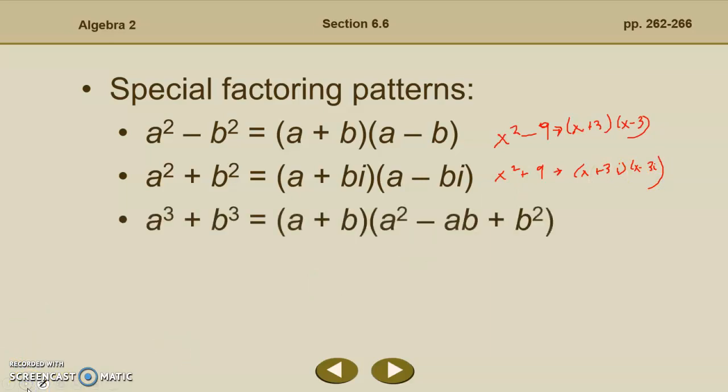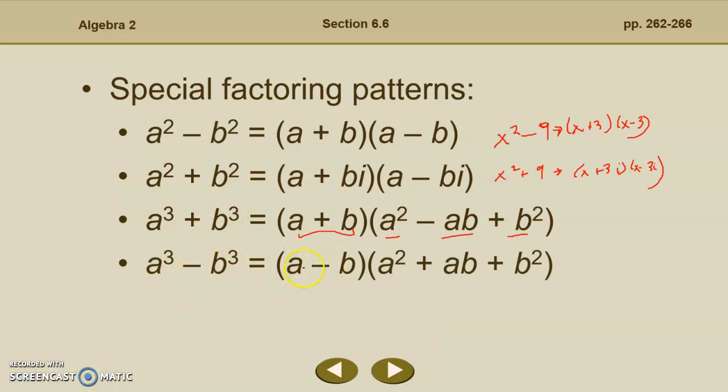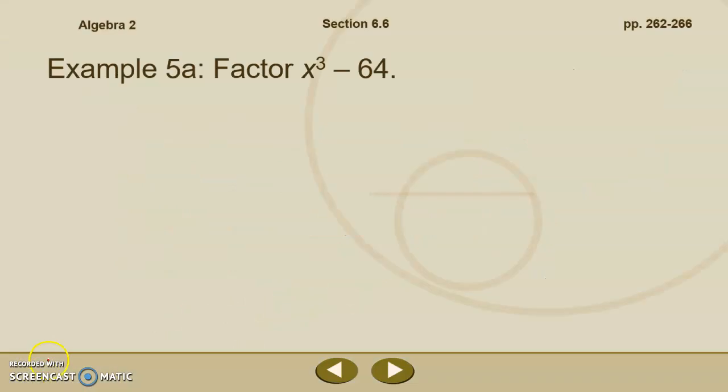We've also seen, oh, nope, we haven't seen yet, a sum of cubes pattern. And the sum of cubes pattern looks like this. A cubed plus b cubed can be factored as a plus b, and then a squared minus ab plus b squared. And a difference of cubes is a minus b times a squared plus ab plus b squared. Right? So you do need to know and recognize these.